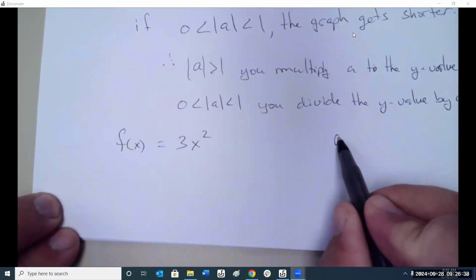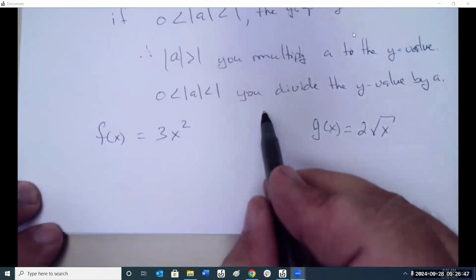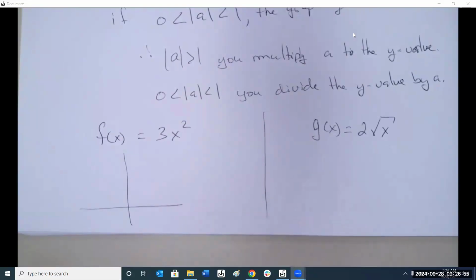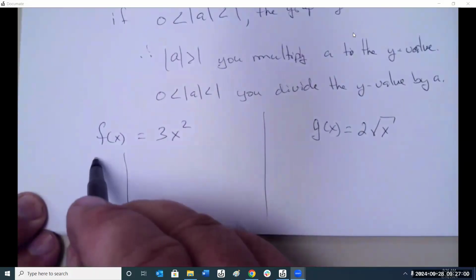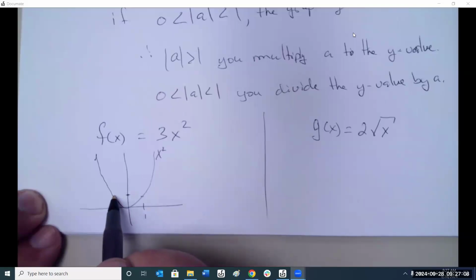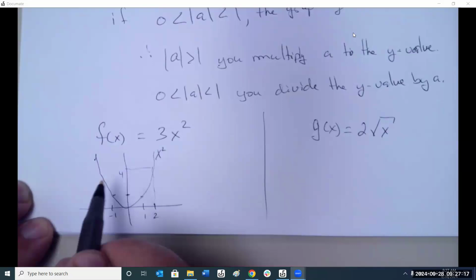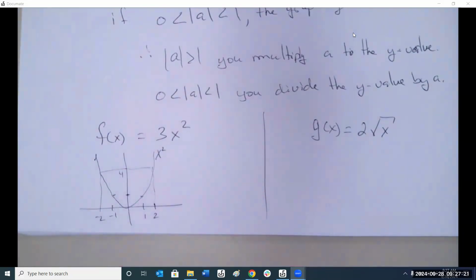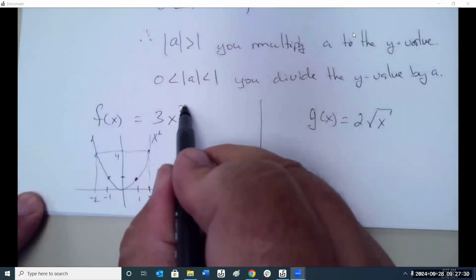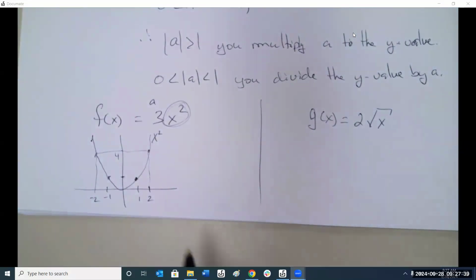Let's look at both of these. So what's the original function in that one? x squared. When x is 1, y is 1. When x is negative 1, y is 1. When x is 2, y is 4. And when x is negative 2, y is 4. That's the original one. Now what do I do? So at 1 and 4. Here, I do that first. I square it. Then what do I do with my a value? I multiply it by 3.